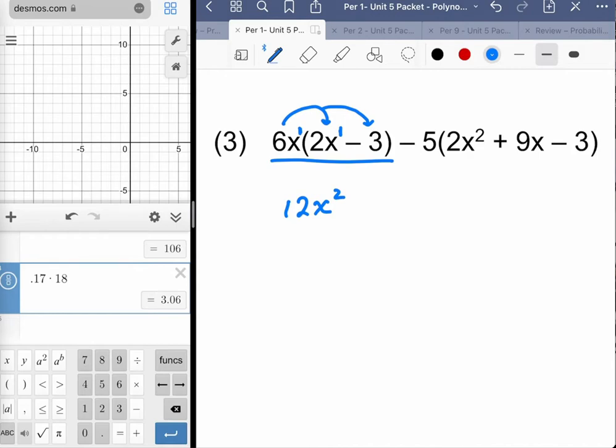But then when I multiply the 6x by the negative 3 in this case, the variable and the exponent are just going to come along for the ride. I'm just multiplying the coefficients. I'm going to get a negative 18 x to the first, but I'll just write that as negative 18x. But then I'm going to do the same thing with the negative 5. I'm going to run that through using the distributive property.